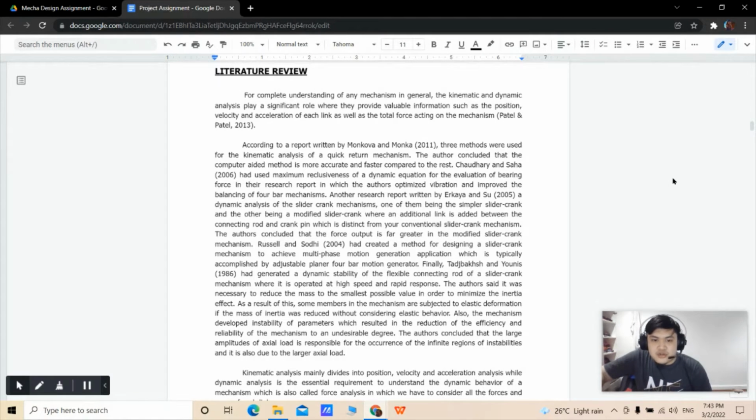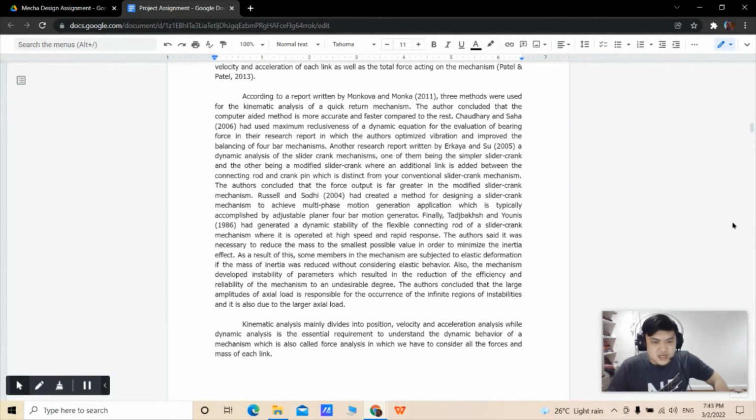Russell and Sohei had created a method for designing a slider crank mechanism to achieve a multi-phase motion generation application, which is typically accomplished by an adjustable planar four-bar motion generator. And finally, Touchbox and Usni generated a dynamic stability analysis of the flexing connecting rod of a slider crank mechanism operated at high speed and rapid response. The authors also said that it was necessary to reduce the mass to the smallest possible value in order to minimize the inertia effect.